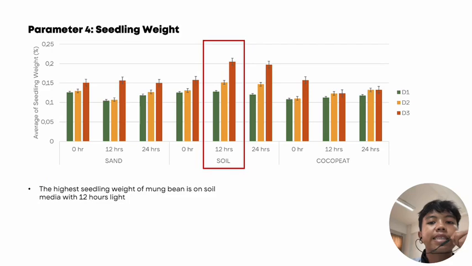The fourth parameter is seedling weight. The heaviest seedlings were found on soil media with 12 hours light exposure, and as we know, soil is the most nutrient-rich medium, and 12 hours of light seems to be the optimal condition, because 12 hours of light treatment allows the auxin to be produced in a balanced amount, and this is how 12 hours and soil media have the heaviest seedlings.